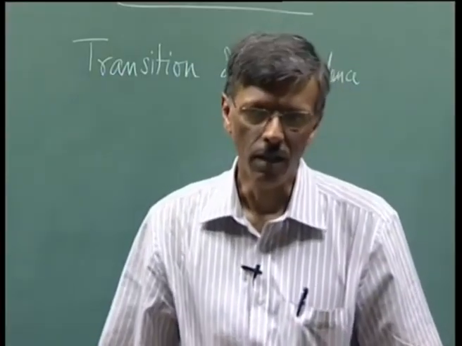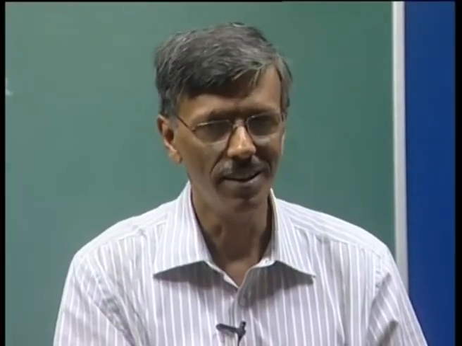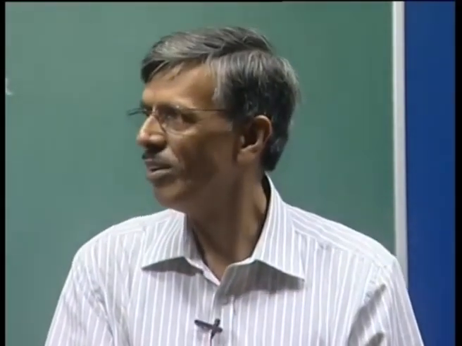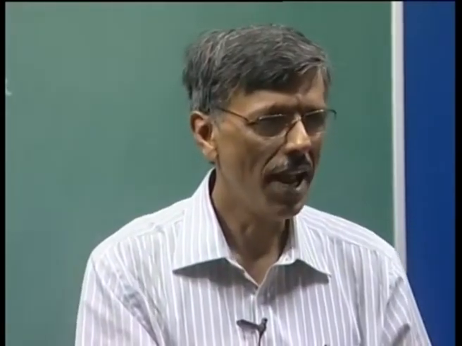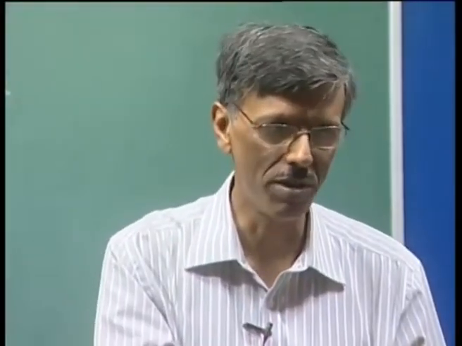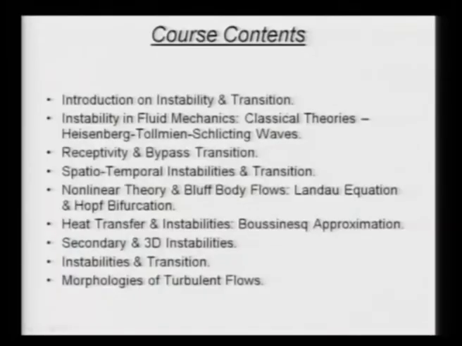vibrating a ribbon. What happens if the amplitude of that vibration becomes very large? You do not see those waves. So, what happens is any instability and transition that takes the flow from a laminar state to a turbulent state without showing the waves has been historically called in the literature bypass transition. So, it bypasses the route of those Heisenberg, Tollmien, Schlichting waves, right. This is what we would be studying.